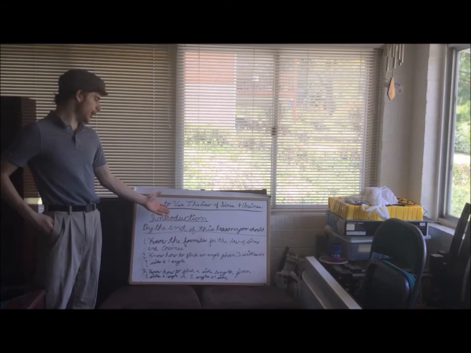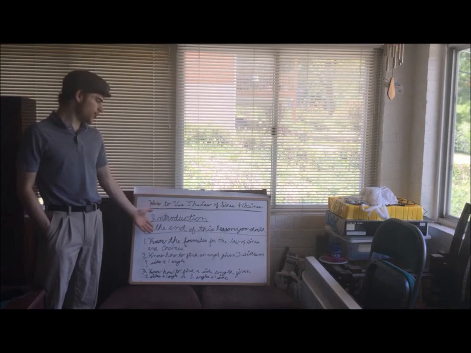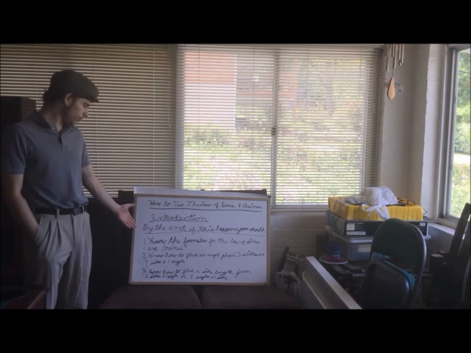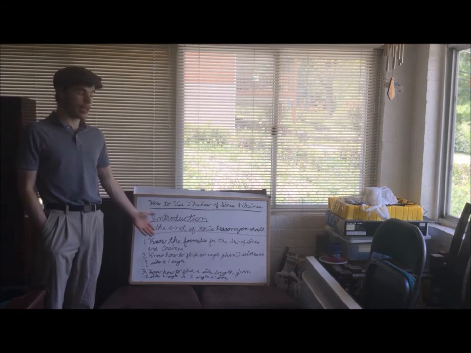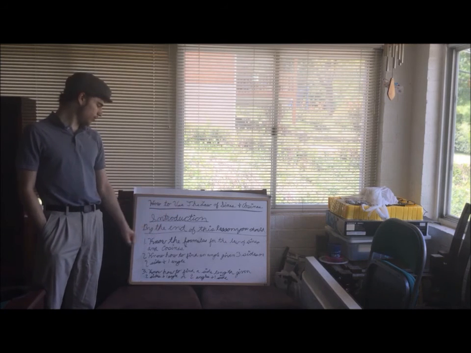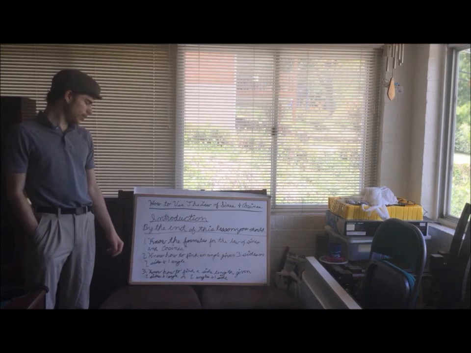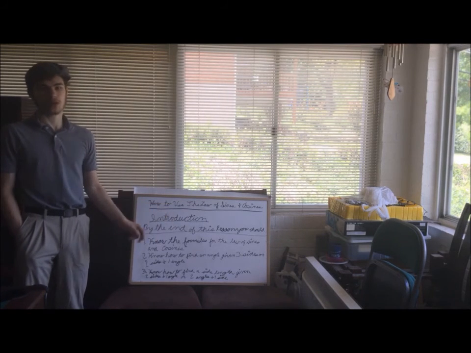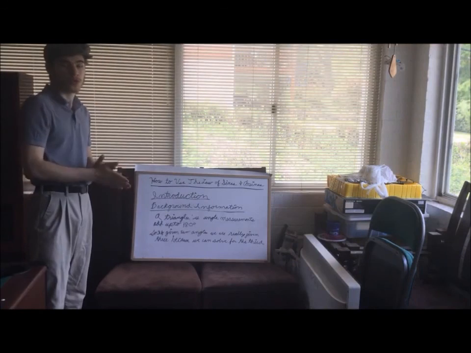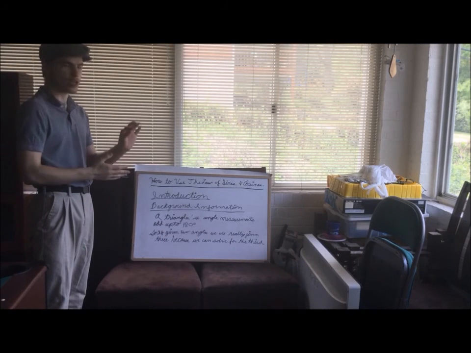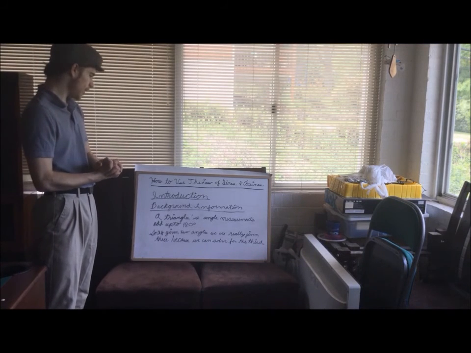By the end of this lesson on how to use the law of sines and cosines, you should know the formulas for both the law of sines and for the law of cosines. You should know how to find an angle measurement given 3 side lengths or 2 side lengths and one angle, and you should be able to find a side length given 2 sides and one angle or 2 angles and one side.